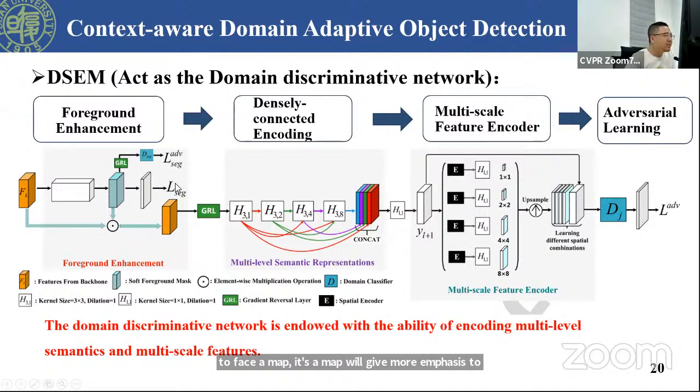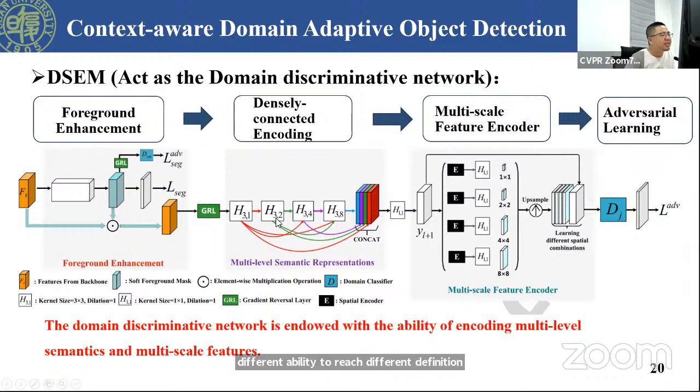This is the first module. I call it foreground enhancement. Then it will go to the multi-level semantic representations. This module, as we see, is like a dense structure. It tries to extract the different levels of semantics from this input feature map. This convolution block, H31 or H32, is a 3x3 kernel size with different dilation rates.